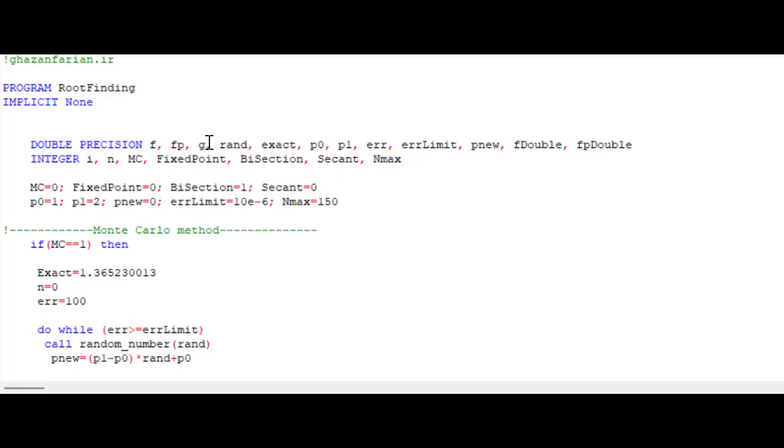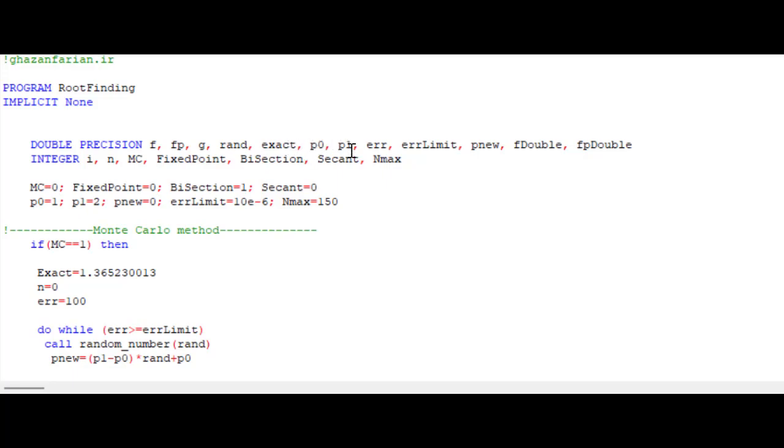G is the function defined in the fixed point. G of x should be equal to x. This is the platform for the fixed point. RAND is the random number generated for the Monte-Carlo method. Exact is the exact value of the roots.